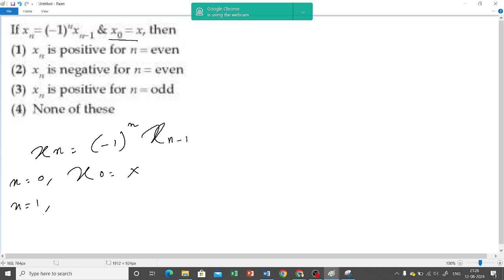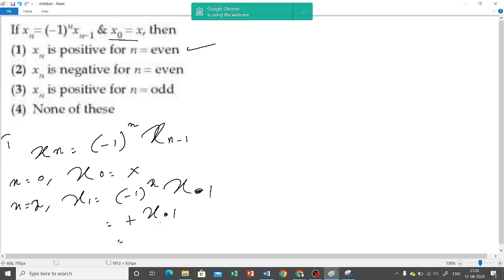Let me take n equals to 1. So x1 is equals to what? Minus 1 to the power 1 and x0. Okay? And I am testing whether xn is positive for n is equals to even. Anyways, I have taken n is equals to 1. I should take n is equals to 2, for testing option 1. So that is 2. So this becomes positive. So that means this becomes 2 minus 1, that is 1.